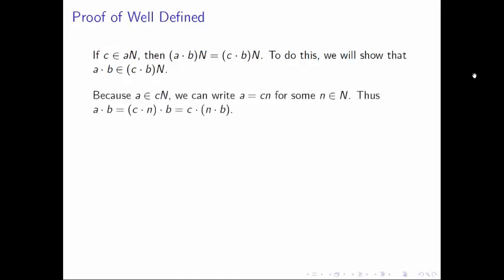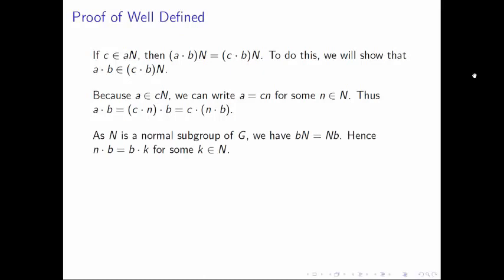So, because aN and cN are actually the same coset, that means that the element a belongs to the coset cN. And we can take a then and write it as c·n for some little n in N. Now, when you look at a·b, we substitute in c·n for a. We have c·n·b, and by associativity, this is c·(n·b).